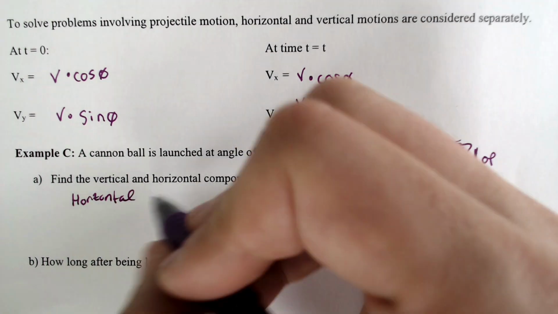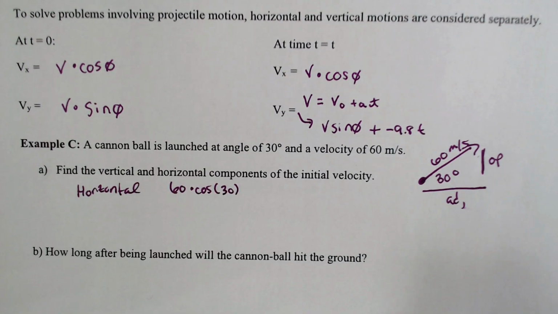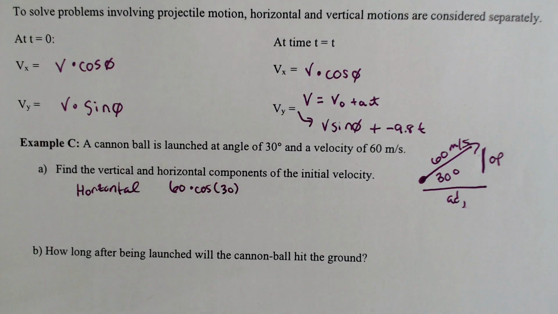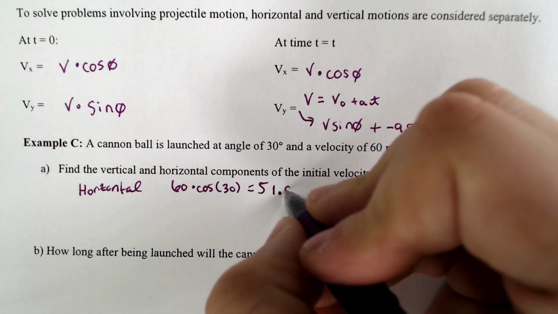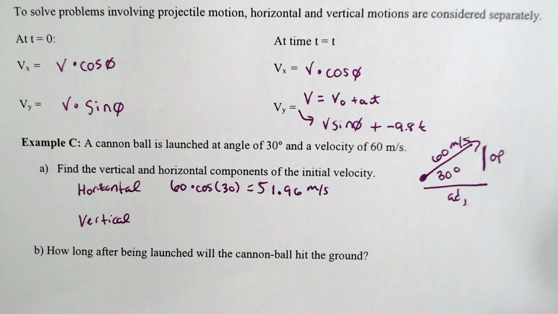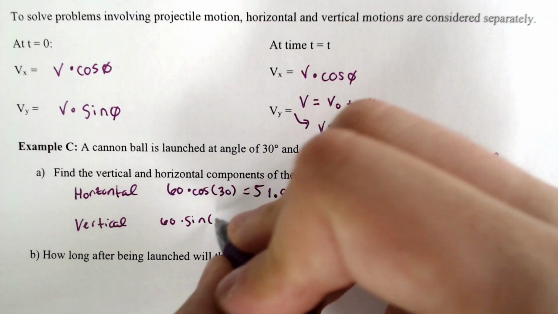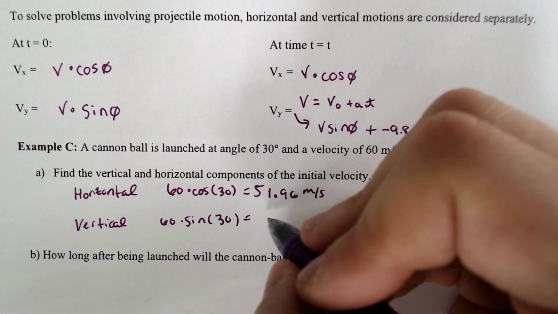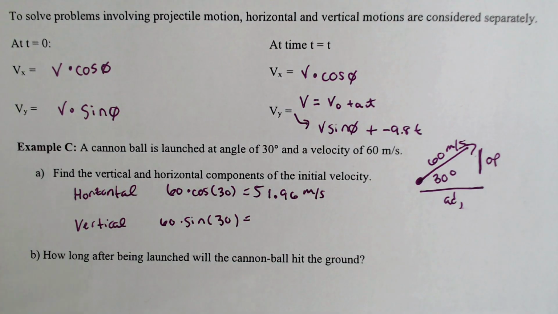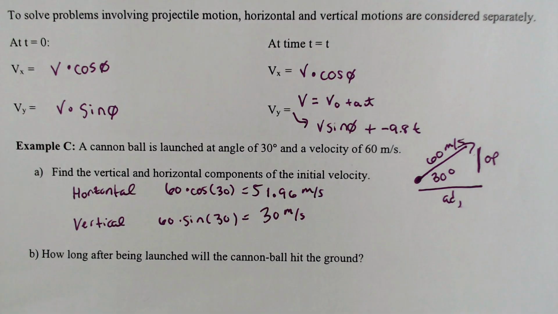so the horizontal will be 60 times cosine of 30, which is 51.96 meters per second. And the vertical component will be the same thing, but with sine. It'd be 60 times sine of 30, which ends up being, I believe, 30 meters per second. Let's find out. 60 sine 30 is 30. 30 meters per second, because sine of 30 degrees is 1/2.